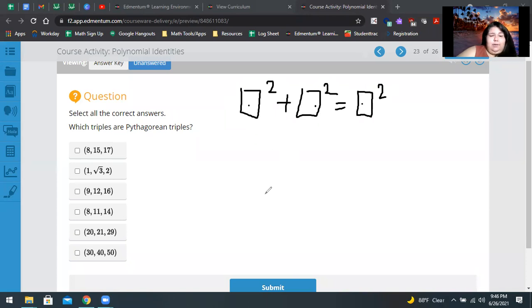But if you take a look already, I see one that doesn't even work because it has a radical, this one right here. So you can already ignore that one. Now, again, you just plug it in. If we do the first one together, you plug in your 8, 15, 17. You take the square of each of those values, add the first two, and see if it matches up to 17 squared. So again, take a moment to do that for slide 23. Move on to slide 24.